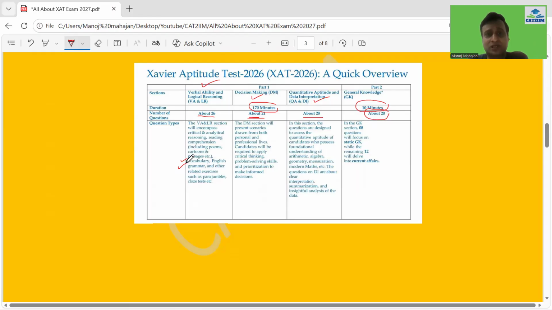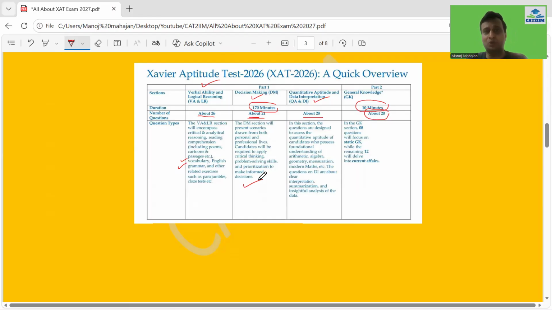Now, the DM section would give you some scenarios, which could be personal, professional, right? And the students have to apply their critical thinking, problem solving skills, and prioritization to make the right decisions, right? So we do have the course for this also, of DM. Post CAT, we are looking forward to starting it, right?